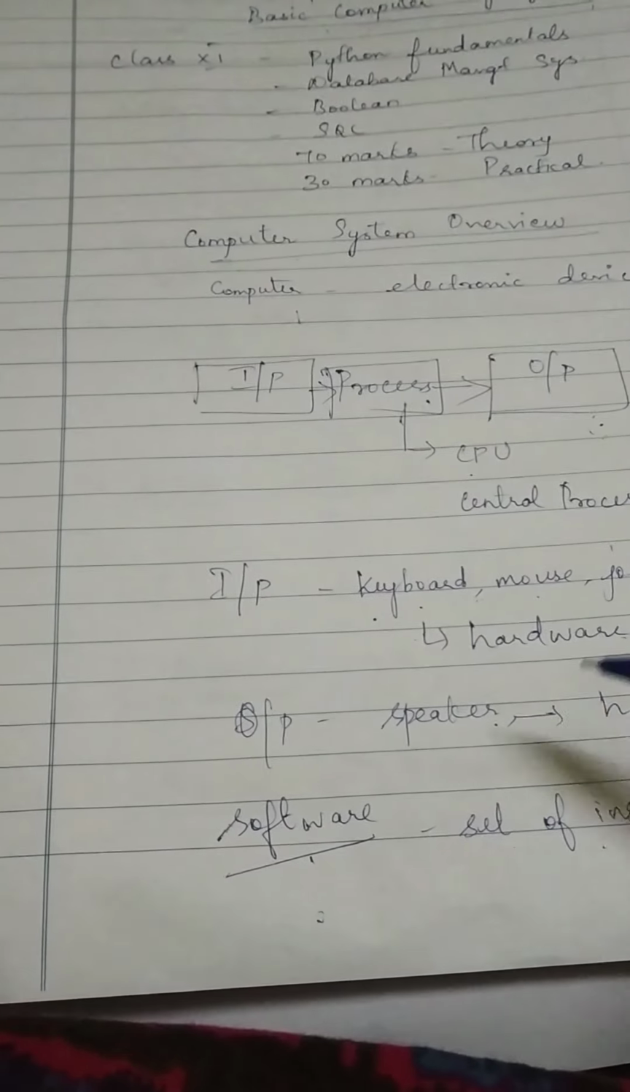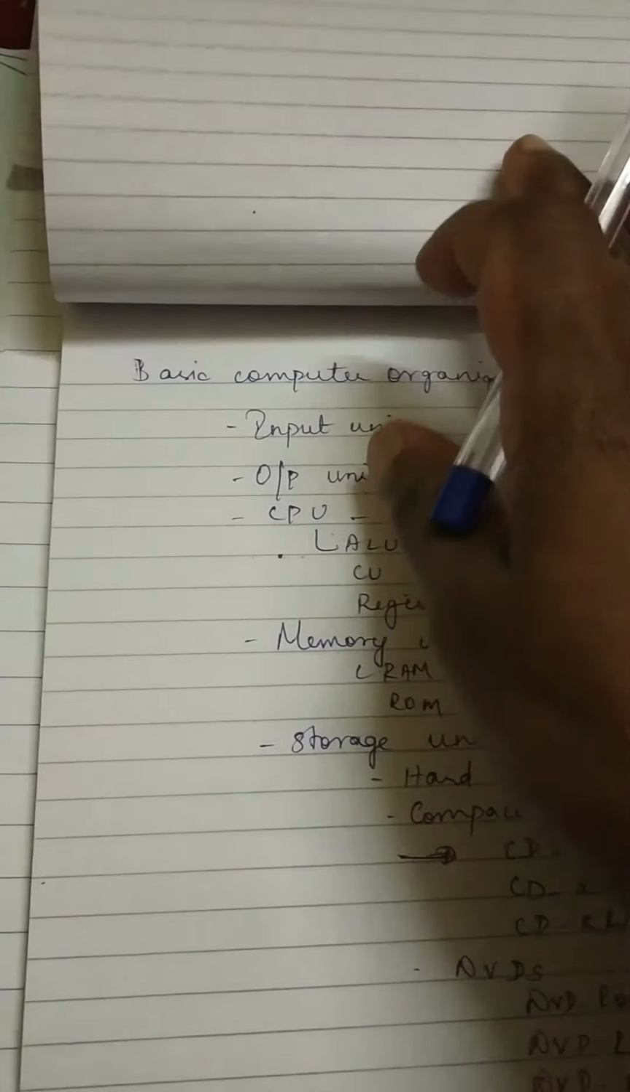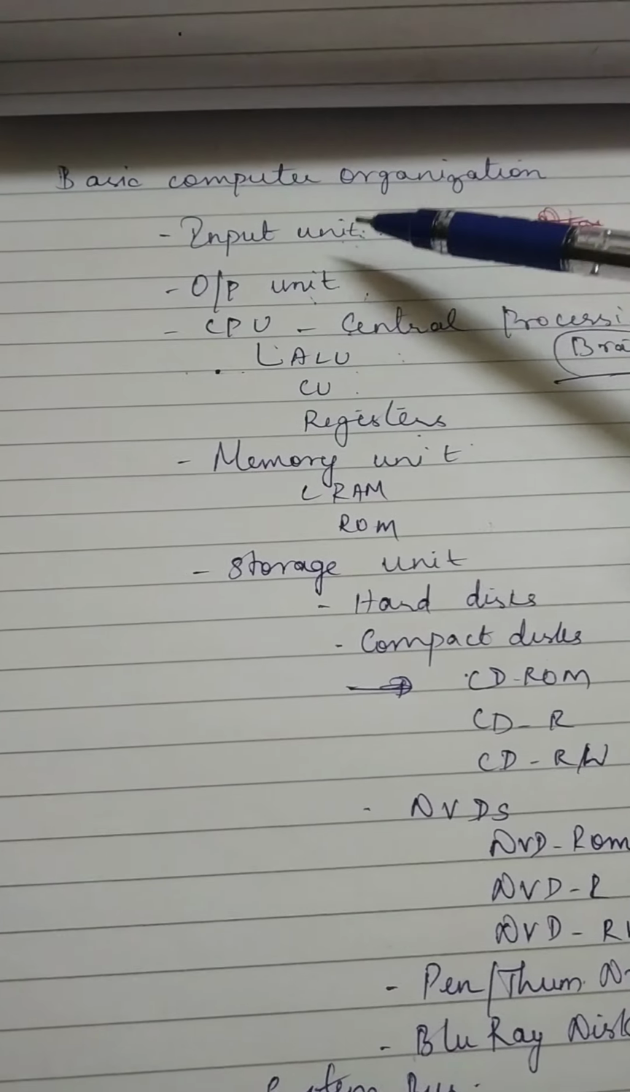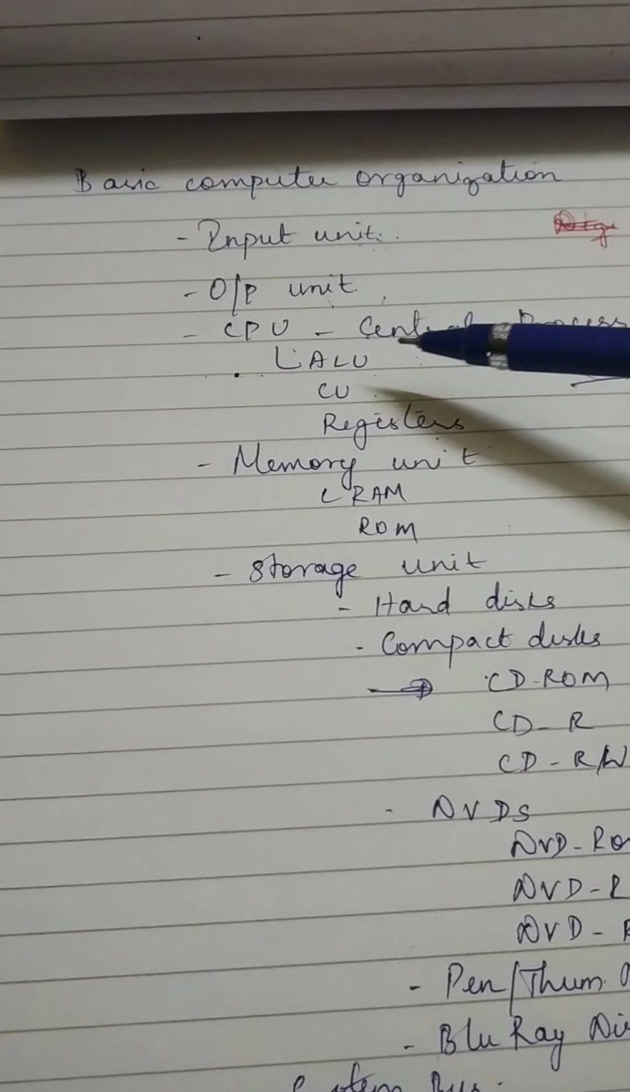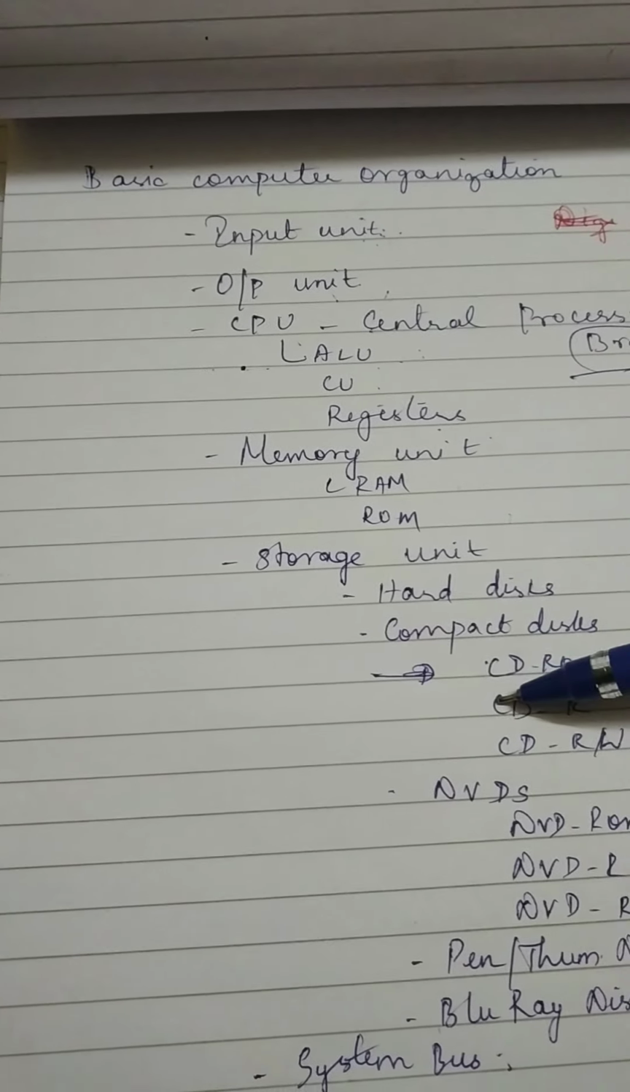In the next session I'll be explaining the remaining things as I've told you. As of now I explained the input unit and output unit. In the next session I'll be explaining about the CPU, memory unit and storage unit.